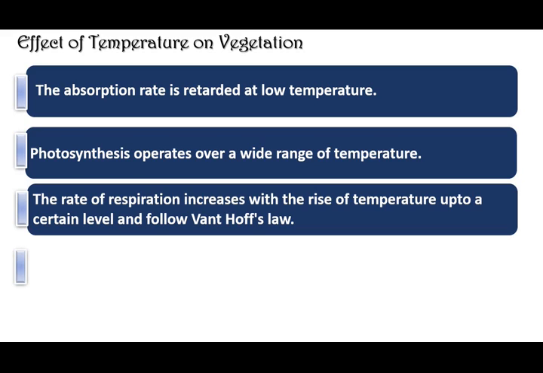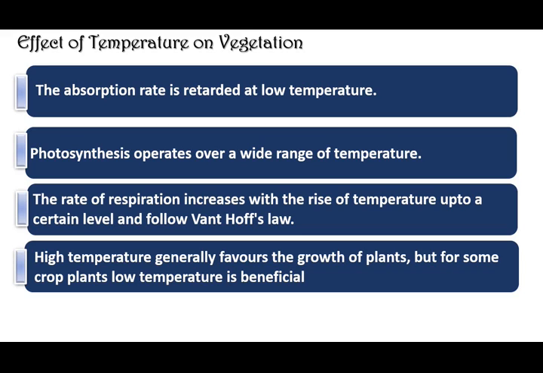The rate of respiration increases with increase of temperature up to a certain level. Beyond the optimum limit, the enzymes become denatured and hence the metabolic activities are slowed down and there is a marked decrease in the metabolic rate of the organism. The rate of respiration becomes double at the increase of 10 degrees Celsius above the optimum temperature provided other factors are favorable. This we call Van't Hoff's law.